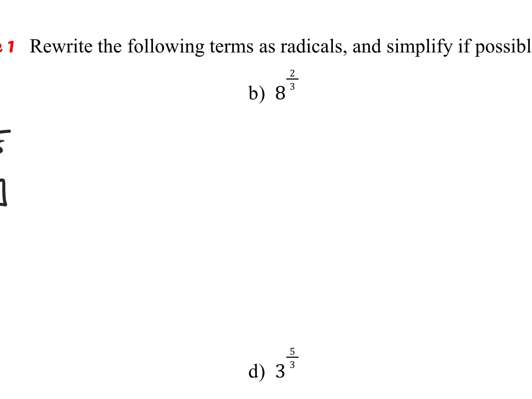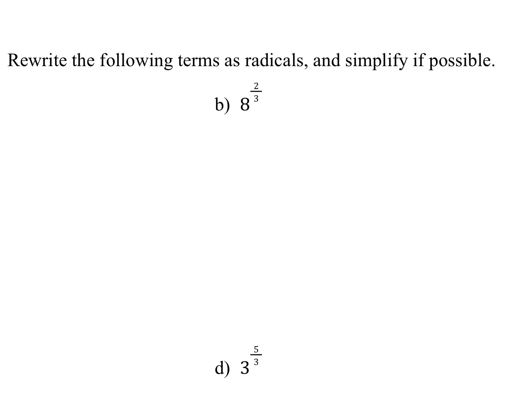Okay, let's look at this next one. So we have 8 to the power of 2/3. So there's 2 different ways I can write this. Either way, because the denominator is a 3, it's a cube root. So I could do the cube root of 8 squared, which would give me the cube root of 64, and then I can simplify from there. Or I can write it like this.